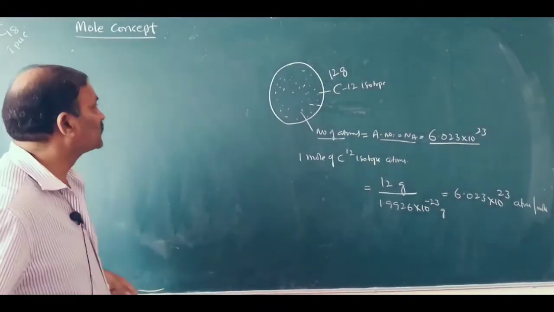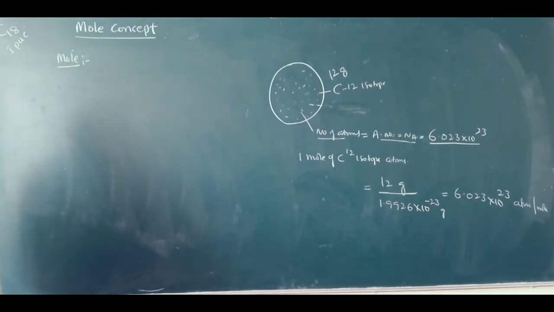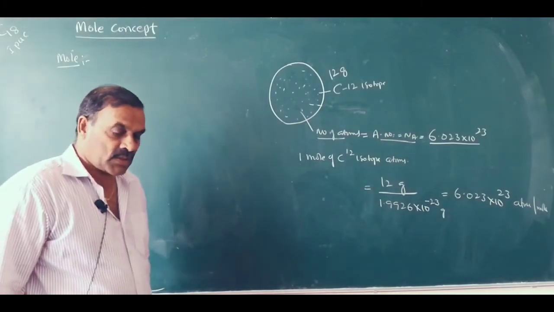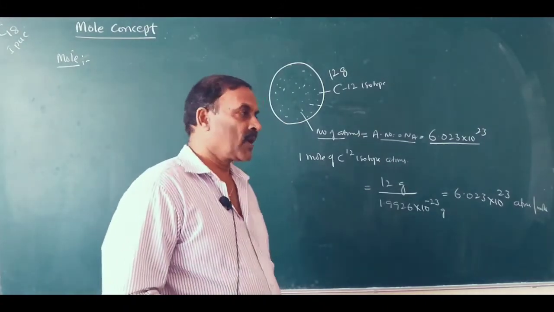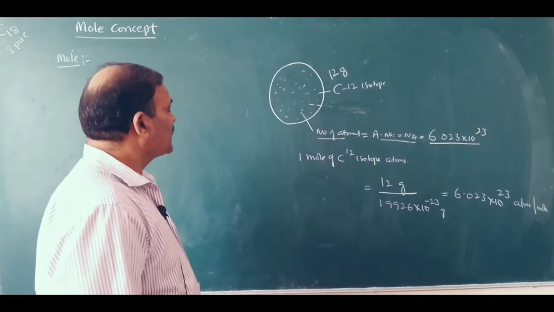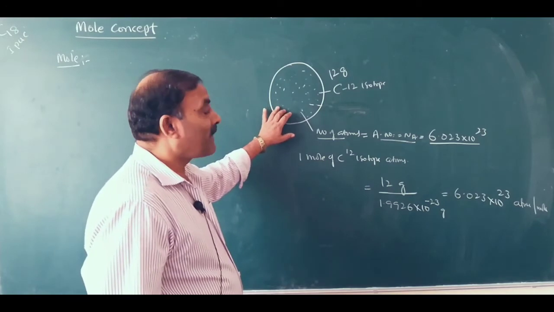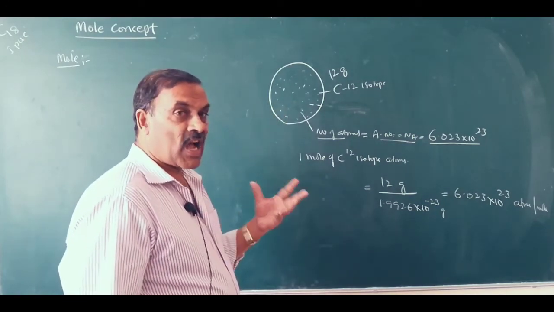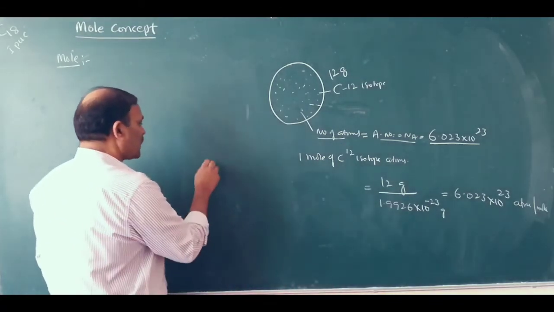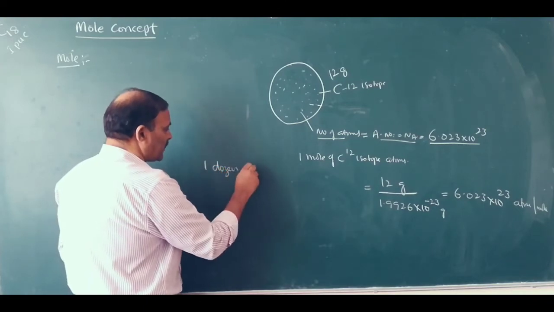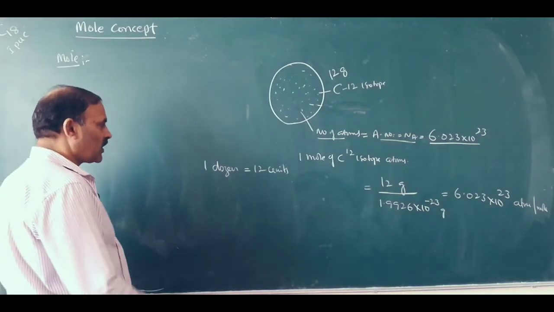Mole. What is mole? Mole is the SI unit used to express the amount of a substance. What is the definition? Mole is the amount of substance which contains Avogadro number of particles. Say for example, we will use different terms. 1 dozen represents 12 units.